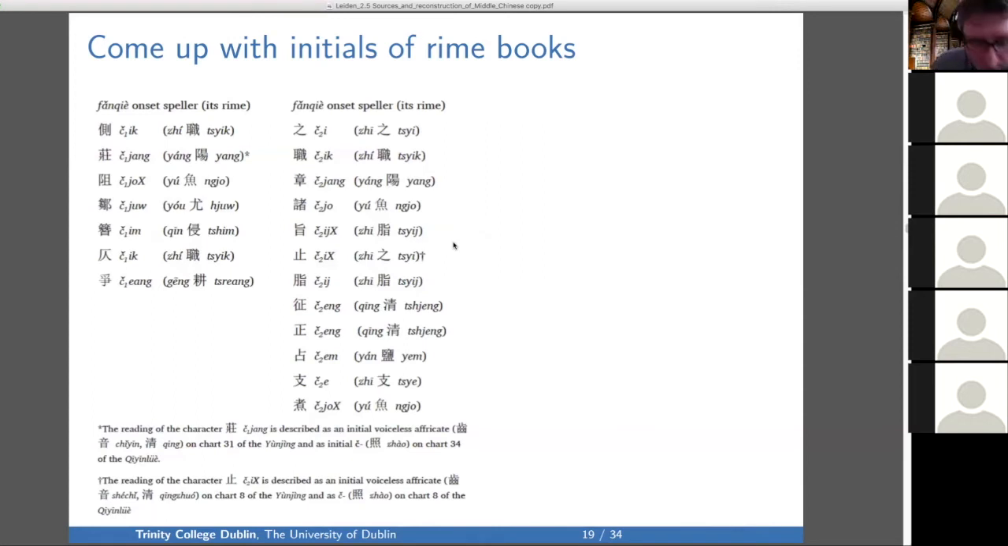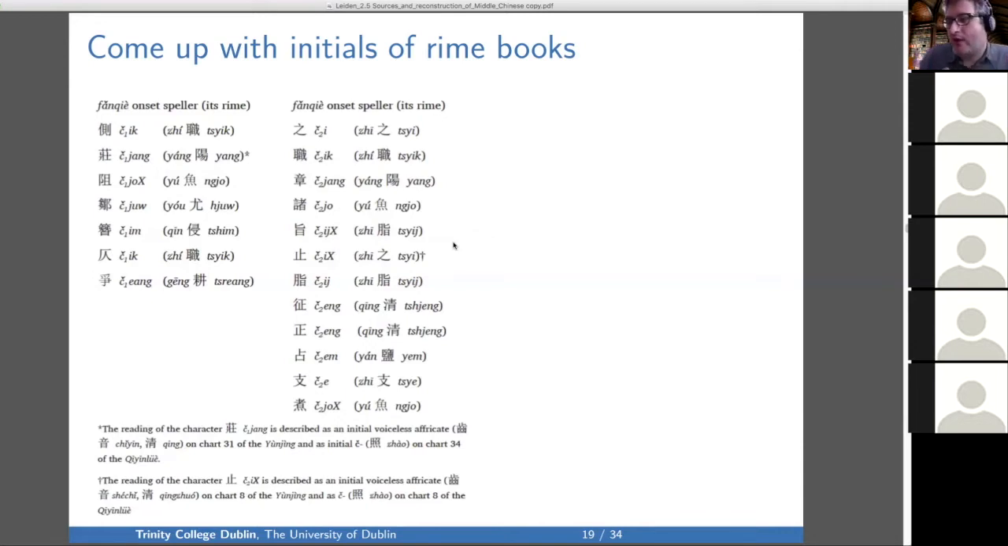Then if we look at the characters on the right, you see the dagger footnote, and you see that this character is on a different page of the Yunjing. It's also described as having a voiceless affricate, and also as having the Zhao initial. So this is a curious situation, which is that the Qieyun distinguishes these two chains of initials, which is why I've written them as C1 and C2. But the rhyme tables don't distinguish them. They say they're both voiceless affricates.